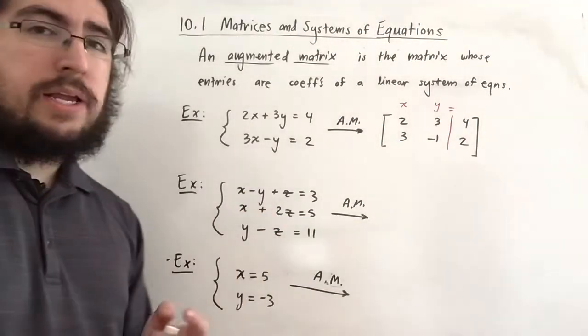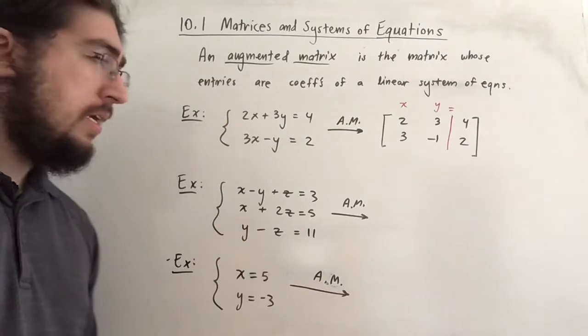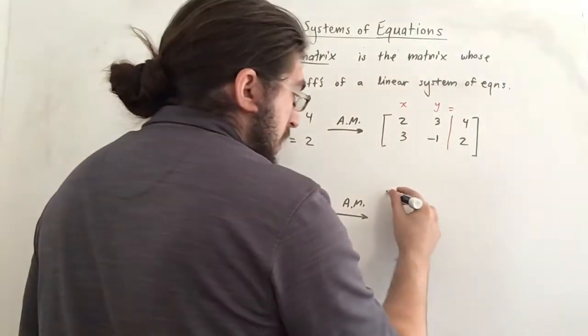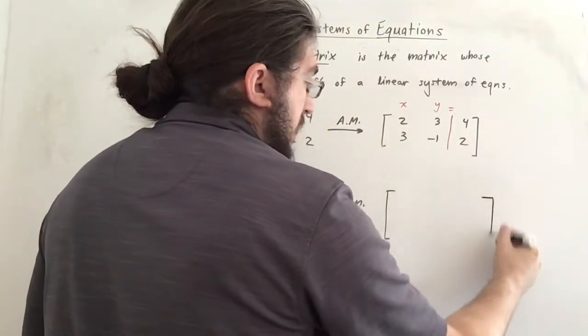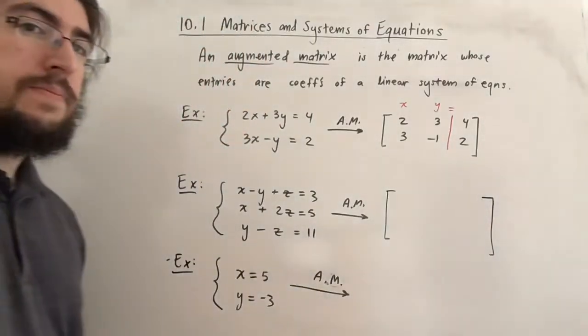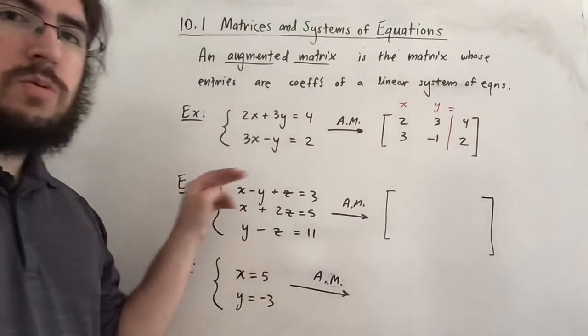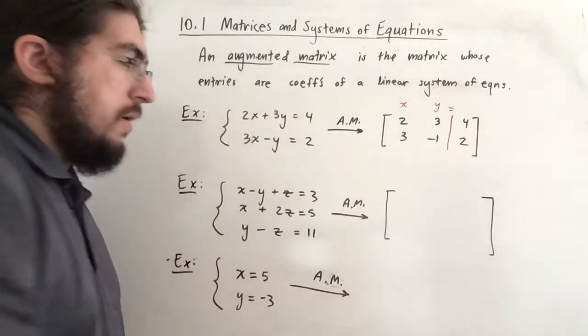Now for the next one here, notice there are some things missing, so let's see how that affects the augmented matrix for this system of equations. So for the first row, it's not too bad, it's just 1, negative 1, 1, 3.